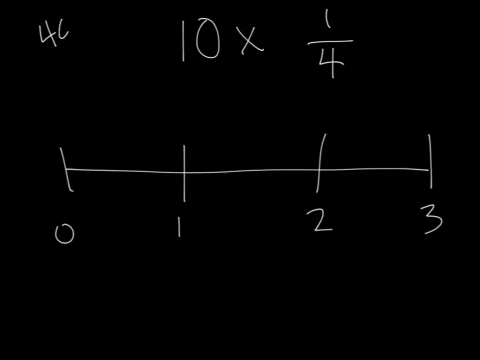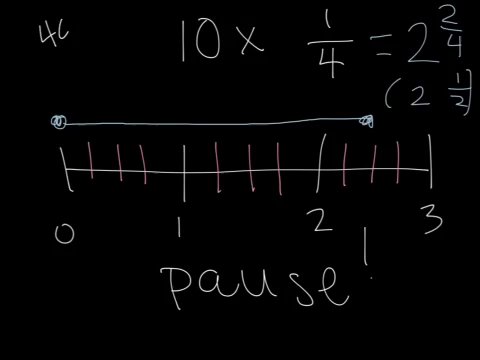Please pause the video and try 4C on your own. After you are finished, push play to check your work. You should have gotten 2 2/4, which we would then simplify to 2 1/2. If you had trouble with this, please look at my work and try to figure out what you did wrong. If you still have questions, make sure to ask me before you leave today.